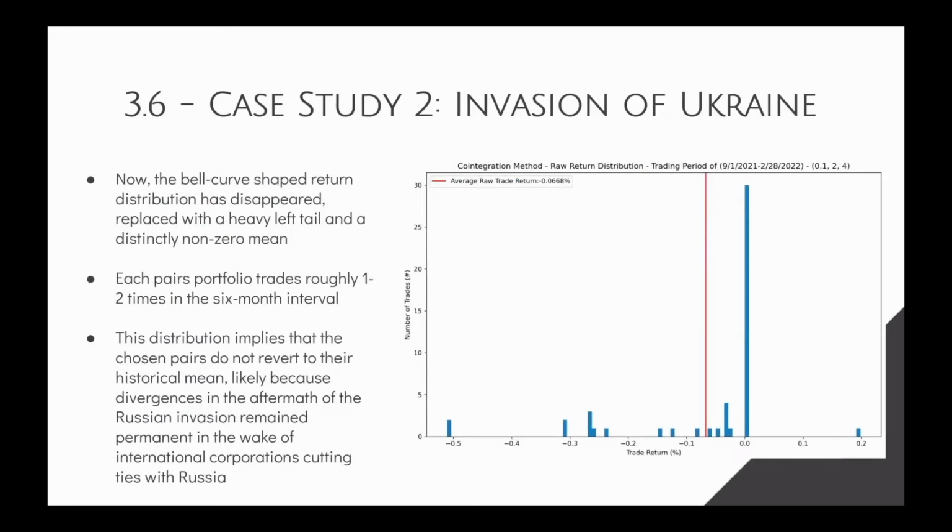We can see that the bell curve shape has disappeared and the trades are largely unprofitable. And the intuition behind this result, I believe, is that while COVID was a systematic shock, this was an asymmetric shock to the global economy, where business relationships were left in shambles as Russia invaded Ukraine, meaning that divergences between long-term trends were rendered permanent.